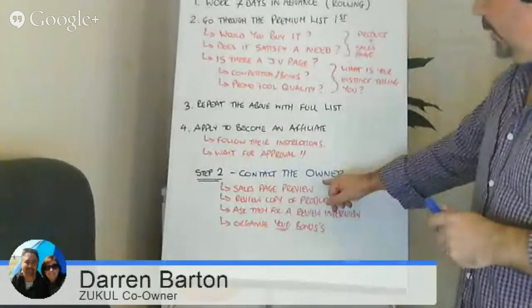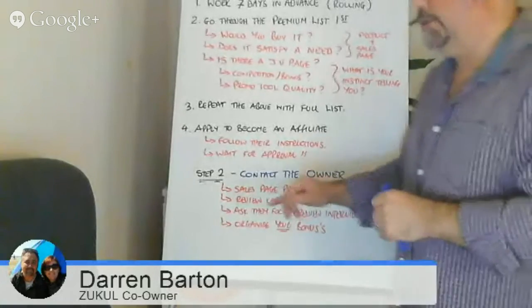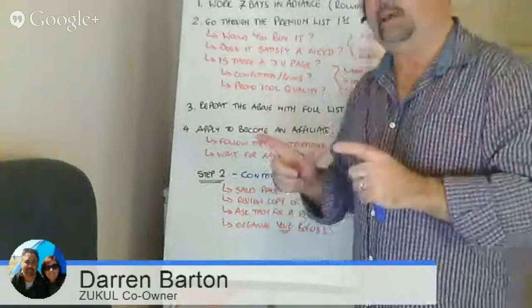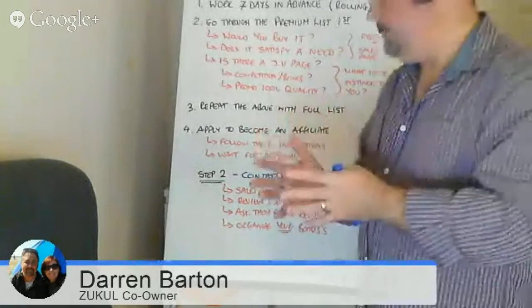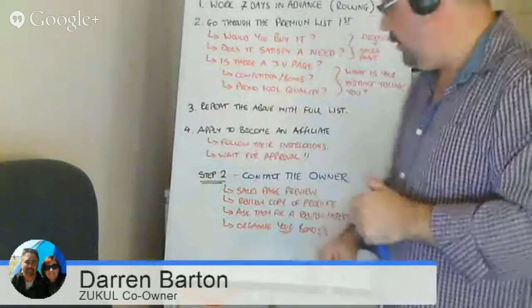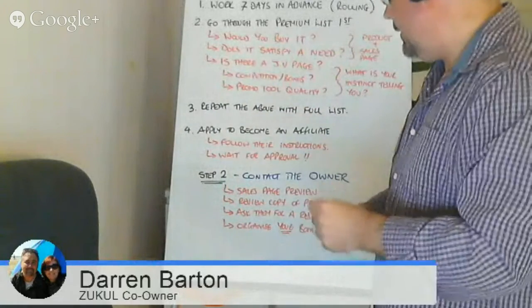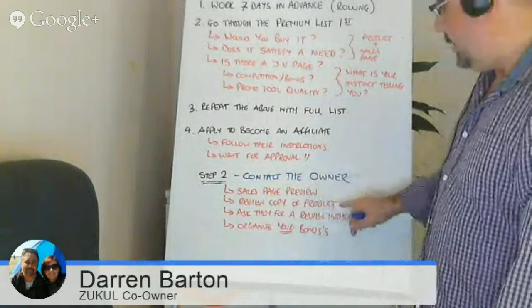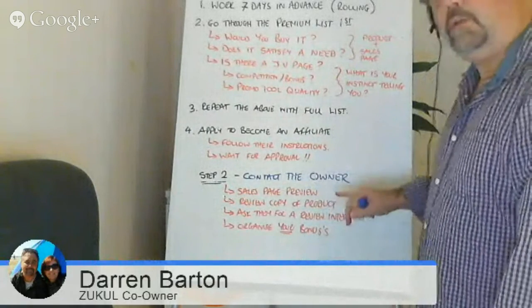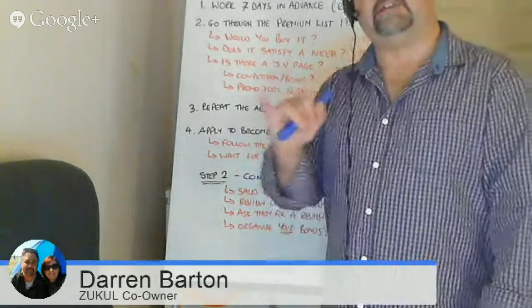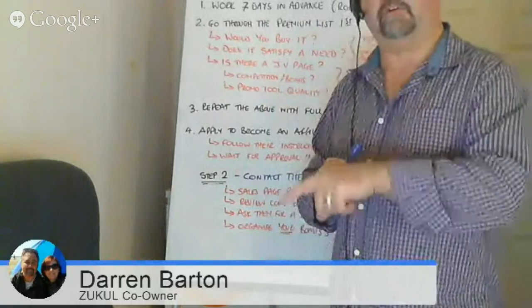Contact the owner, okay? And you're going to introduce yourself. You're going to introduce what it is you're trying to do. We're going to do that in a particular way. And then, once you've got that interaction going, you're going to ask for some specifics. You're going to ask for a sales page preview. You're going to ask for a preview copy of the product. Okay, so get this. You're going to ask for a free copy of their product.